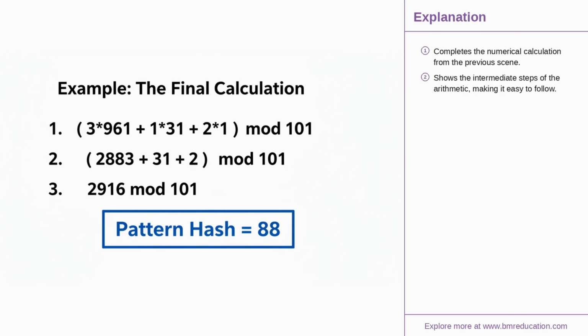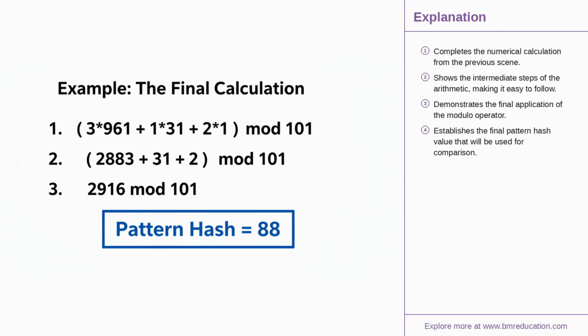Finishing that calculation, 31 squared is 961. So we have 3 times 961 plus 1 times 31 plus 2 times 1, modulo 101. This becomes 2883 plus 31 plus 2 mod 101, which is 2916 mod 101. The final hash value for our pattern CAB is 88. Now we have the fingerprint for our pattern that we will search for in the main text.